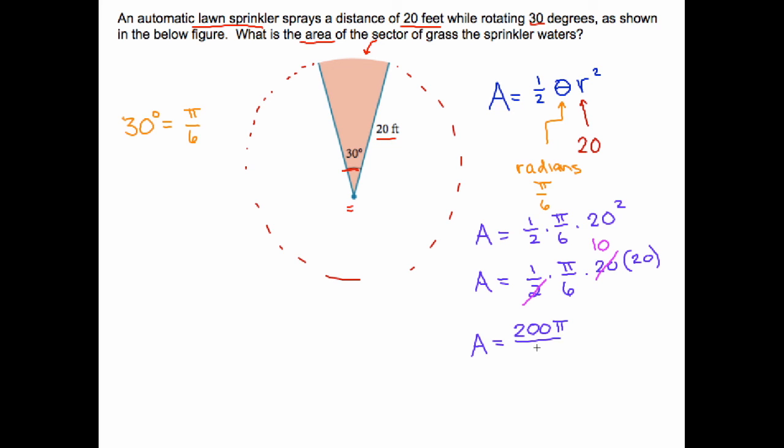I can still simplify a little more. I can divide a 2 into the 6 and the 200 both. So my area now becomes 100 pi over 3. Now if I did want to approximate it to the nearest square foot, that would be 104.72 square feet, rounded to 2 decimal places.